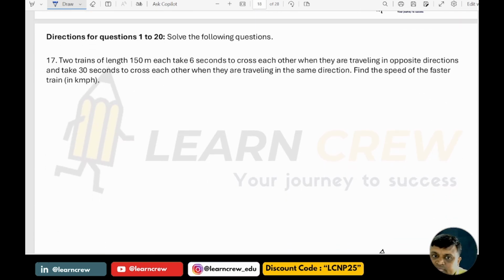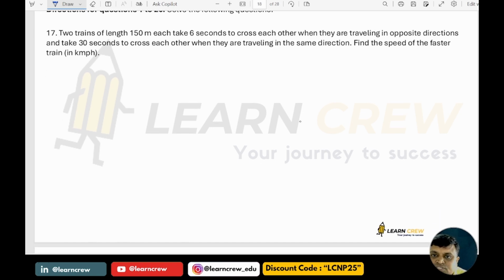Two trains of length 150 meters each take 6 seconds to cross each other when they are traveling in opposite directions and 30 seconds to cross each other when they are traveling in the same direction. Find the speed of the faster train. If you see here, the speed of the faster train is S1. The speed of the slower train is S2.